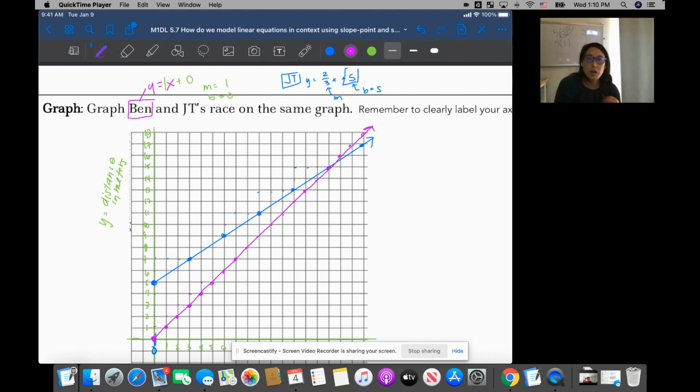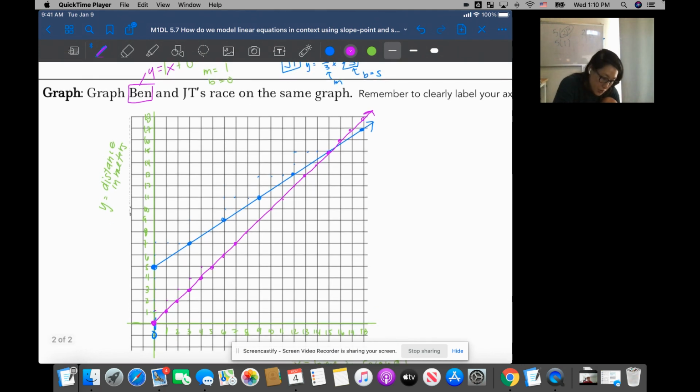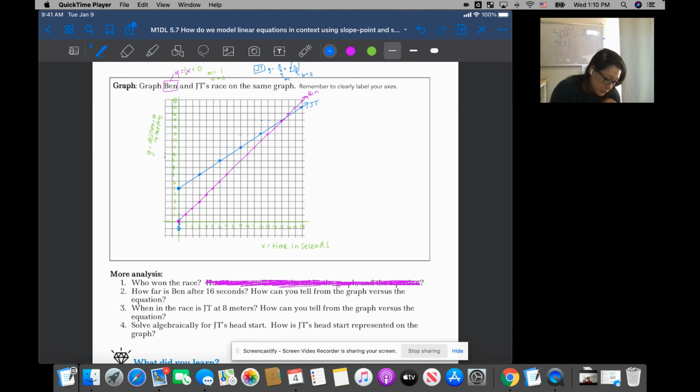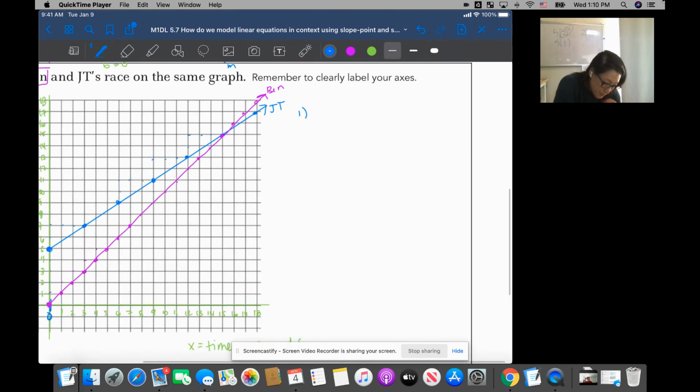Okay, so we need to answer a few questions now. So the purple is Ben, and the blue is JT. Okay? So according to the graph, who won the race? Well, it depends. Okay, so for number 1, who won? Well, Ben wins if the race lasts more than 15 seconds.